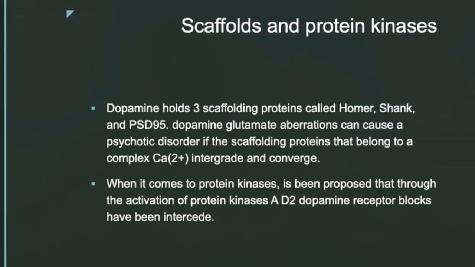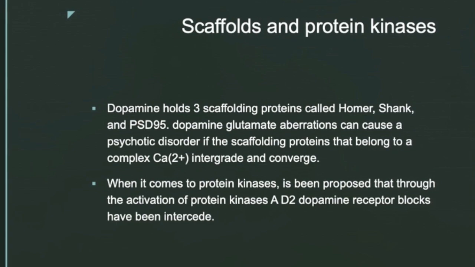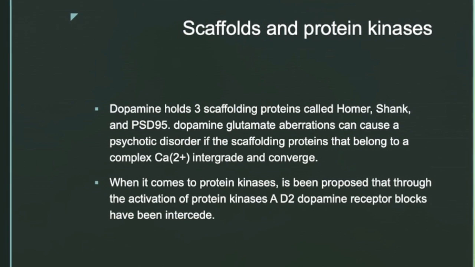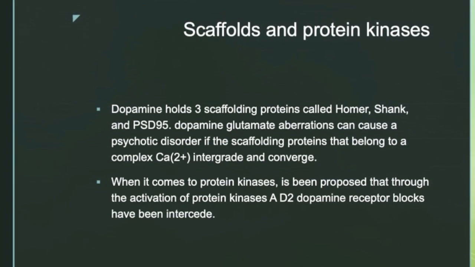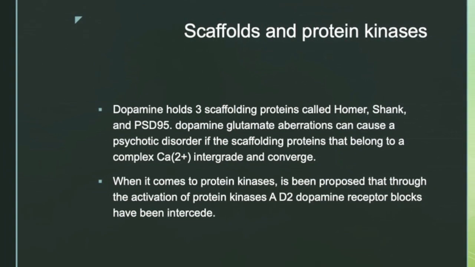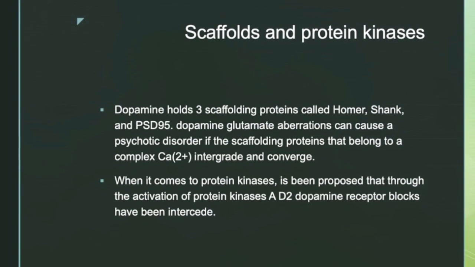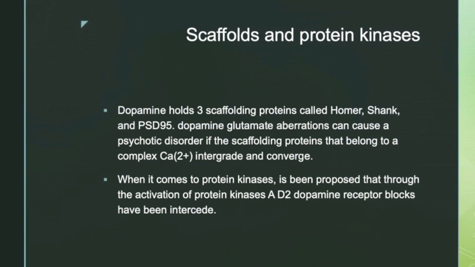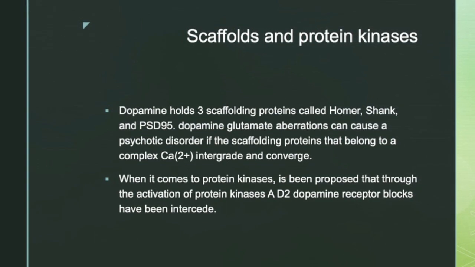Dopamine holds 3 scaffolding proteins called Homer, Shank, and PSD95. Dopamine glutamate aberrations can cause psychotic disorder if the scaffolding proteins that belong to the complex calcium 2 plus integrate and converge.